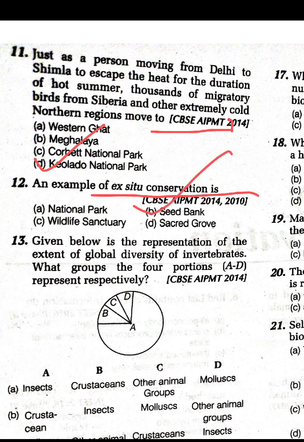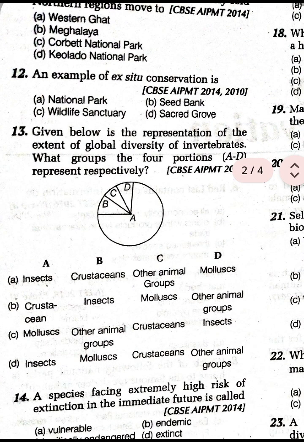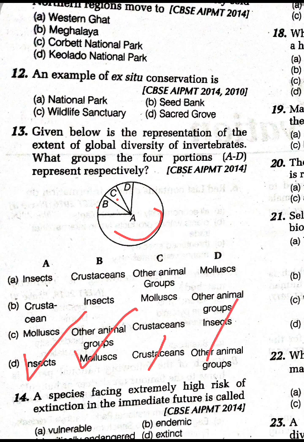Next, given below is the representation of the extent of global diversity of invertebrates. What groups do the four portions represent respectively? So the right answer is option number D, insects A, then comes the mollusca B, then crustacea C, and other animals D. So option number D is the correct one.